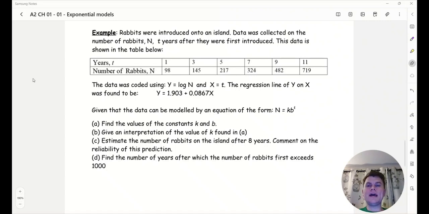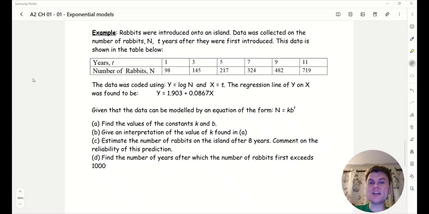For this example, looking at exponential models from Year 2 statistics, we have rabbits introduced onto an island. Data was collected on the number of rabbits, which is n, t years after they were first introduced. This data is shown in the table below. The data was coded using y equals log n and x equals t.